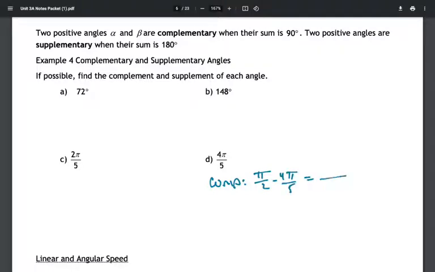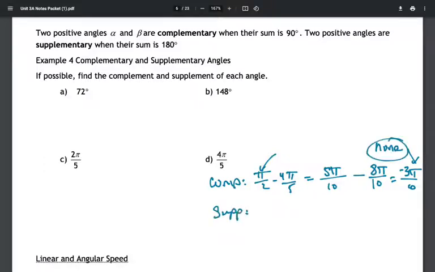I think I figured it out. My common denominator has to be 10, so that'll be 10 here and 5 pi over on top. So 5 pi over 10 is pi over 2. Here I need my denominator to be 10, so this is 8 pi over 10. When you subtract those, you get negative 3 pi over 10. This is negative, so that means that there's no complementary angles.